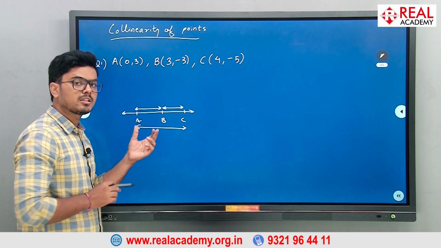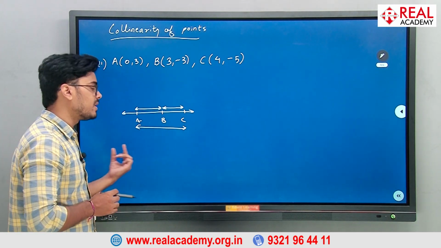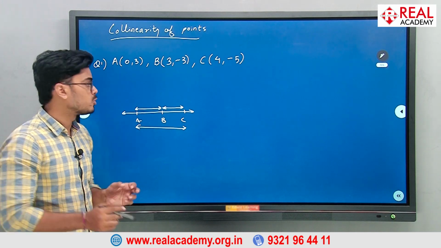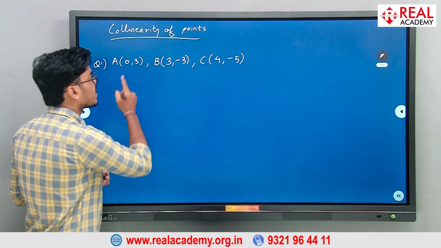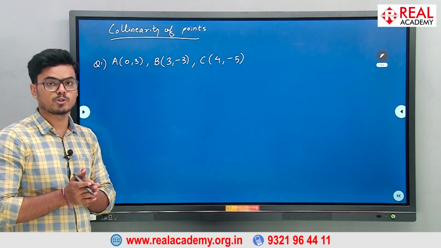If we add the distances between AB to the distance between BC, it should be equal to the distance between AC. So when we solve this, or when we check the collinearity of these 3 points, what we are supposed to do?